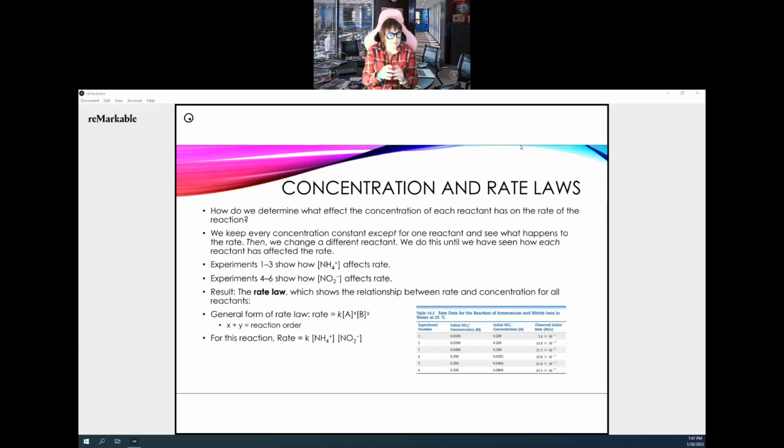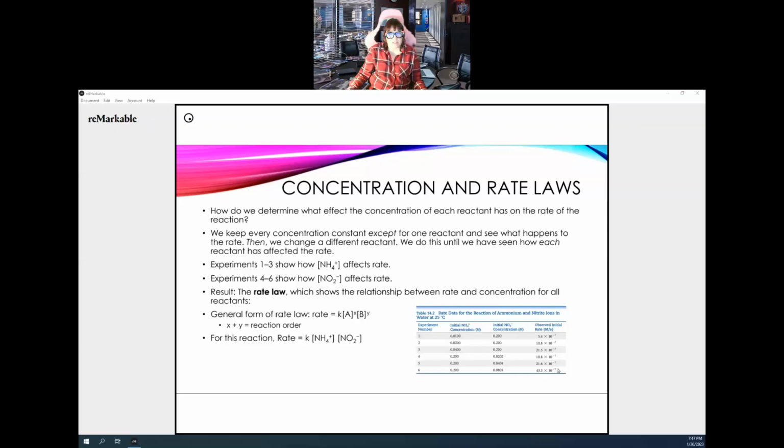Well, we keep every concentration constant except for one reactant and see what happens to the rate. Since we've controlled everything else, the only change we've made is in one concentration. So any change that we observe in the rate is due to that species changing concentration. Experiments 1 through 3 show how the concentration of the NH4 plus affects the rate of this reaction. But experiments 4 through 6 show how the NO2 minus change affects this rate.